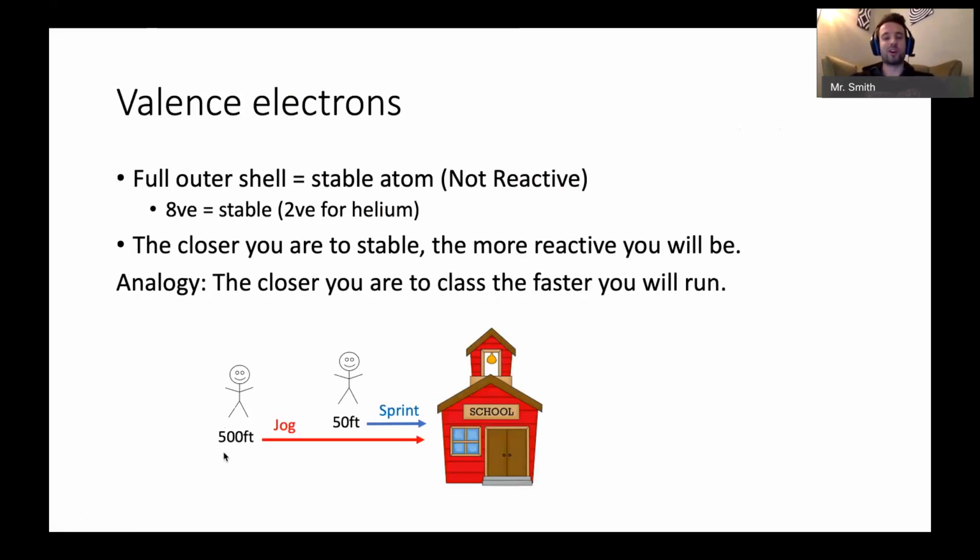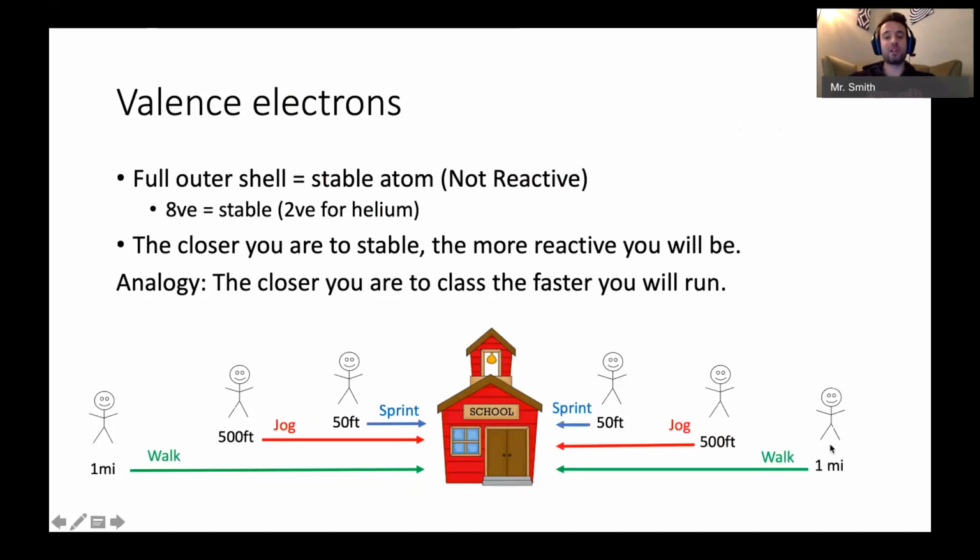So maybe you might jog. And then if you're like a mile away from class and you're late, you're not going to sprint a mile. Or maybe you will, but you'll probably just walk to get to class. And it doesn't matter if you're on the left side of the classroom or if you're on the right side of the classroom. Either way, it's the overall distance you are away from the school that'll determine, not if you're on the left or the right side.